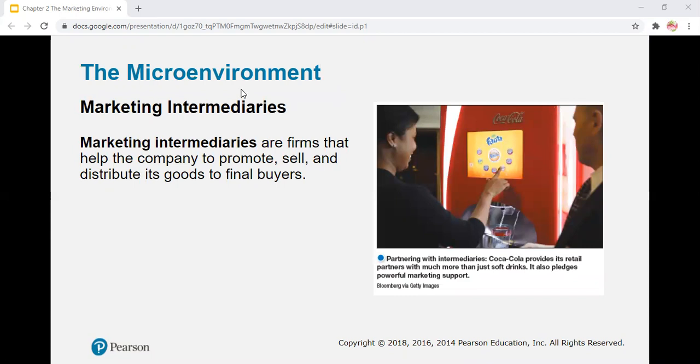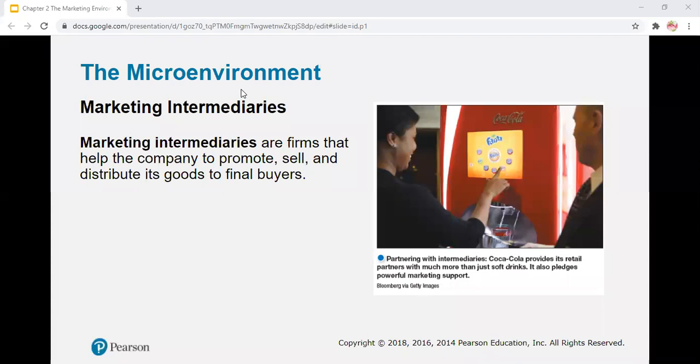Well, now let's move on to the marketing intermediaries. Marketing intermediaries are firms that help the company to promote, sell, and distribute its goods to final buyers. As we said, marketing intermediaries help the company promote, sell, and distribute its products to final buyers. They include resellers, physical distribution firms, marketing services agencies, and financial intermediaries.